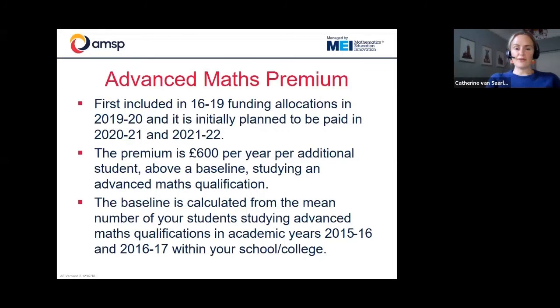And finally, there is some additional funding to implement this course. We're aware that staffing and structuring this can be challenging, and this is some information about the Advanced Maths Premium. What they do is they take your baseline numbers, so it's the mean number of students you had doing level 3 maths in 15-16 and 16-17. Say, for example, you had 20 students on average over those 2 years. £600 is paid for every additional student. So if you kept your A-level numbers the same at about 20, but you opened up a class of 15 core maths students, they would bring in 15 lots of 600.